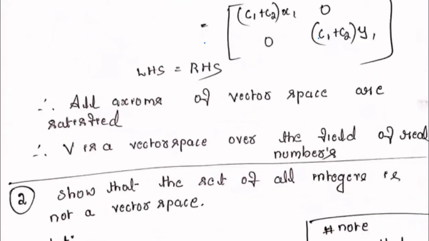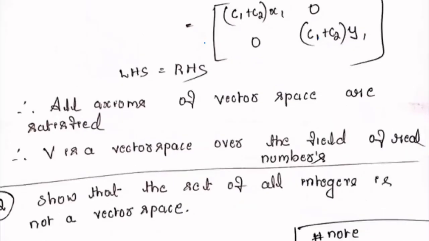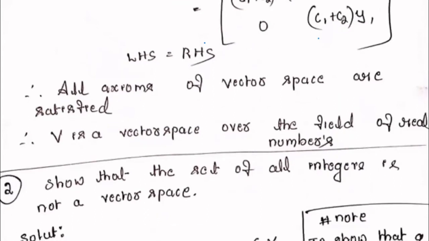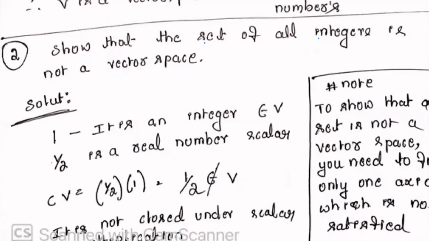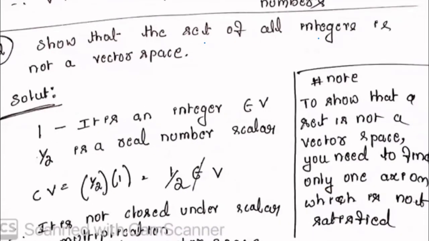So all the axioms of the vector space are satisfied. So V is a vector space over the field of real numbers. Okay. Since all the cases are satisfied, all the 8 rules are satisfied, you can call that particular V, which is x 0 0 y, a vector space. Okay. Next is this. Next problem.